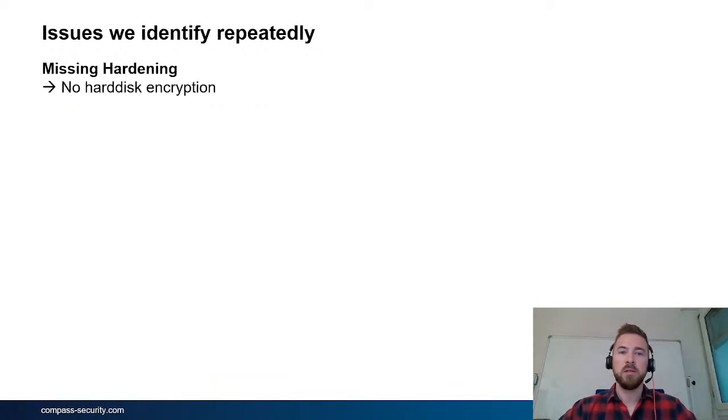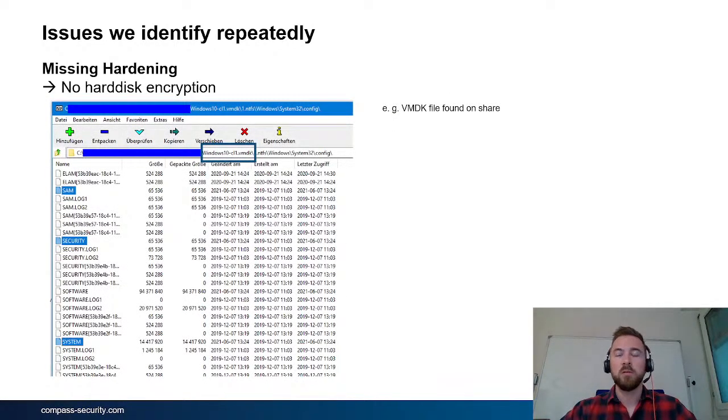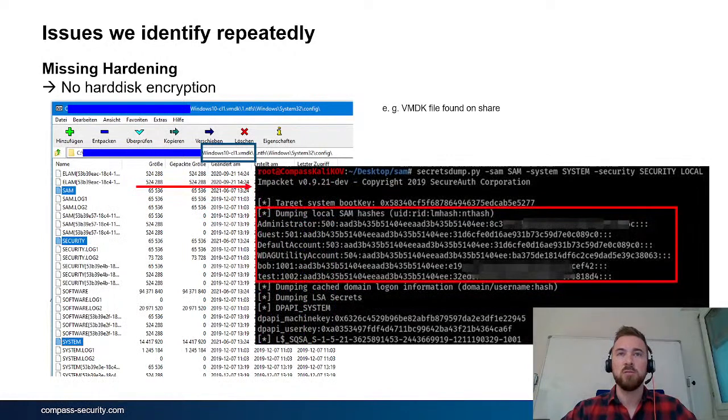Also regarding hardening, hard disks are often not encrypted, no matter if it's a physical hard disk in a client or a hard disk of a virtual machine. In this example, we could identify a virtual machine disk lying around on a share, and since it was not encrypted, you can just take this virtual machine hard disk and extract the relevant files to extract credentials out of it. So then you have the local accounts of this virtual machine and most probably also passwords which are used on other systems.